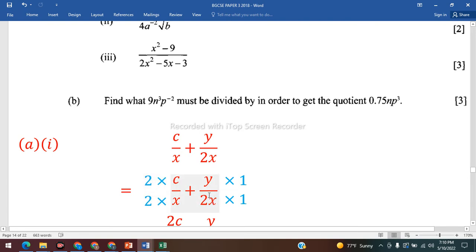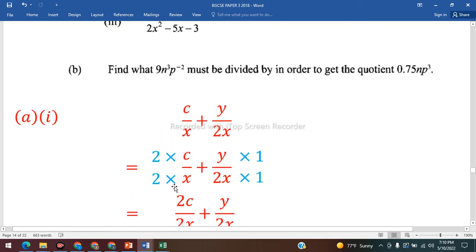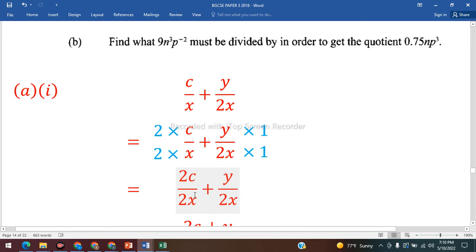Now, this one already has 2x, so we don't need to change it. We multiply that by 1, and whatever we do to the bottom, we must do to the top. So what is this fraction going to change to? 2c divided by 2x. Very good. So now that we have 2c over 2x plus y over 2x, we can add them because the denominators are the same. Good. Now let's combine them. If we combine them, what do we get?